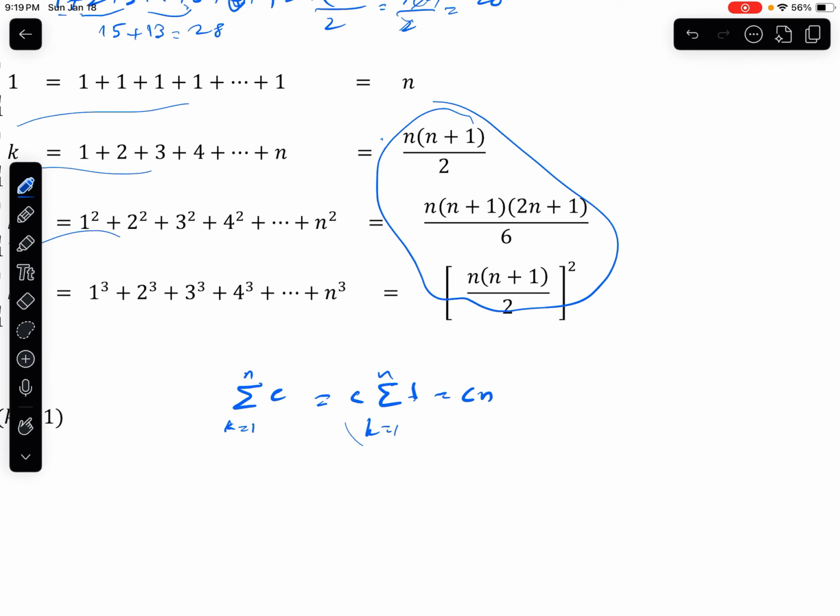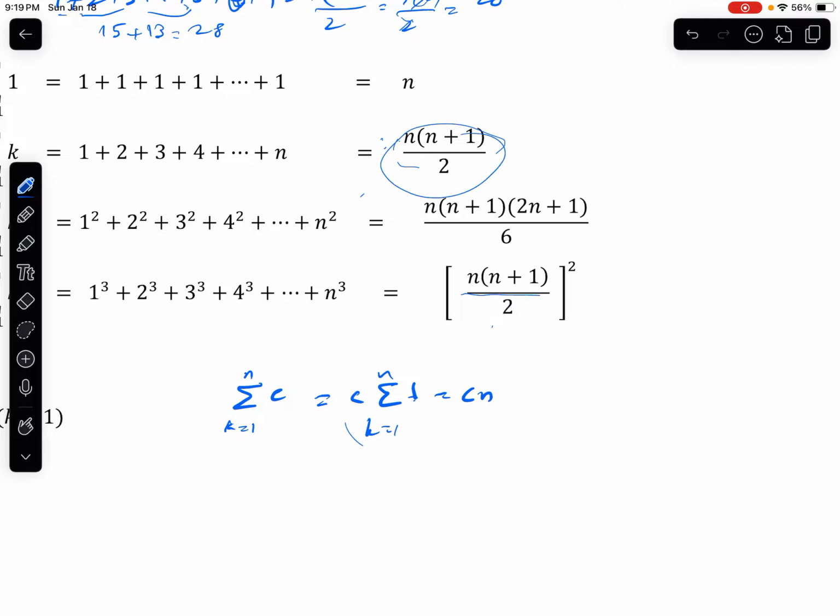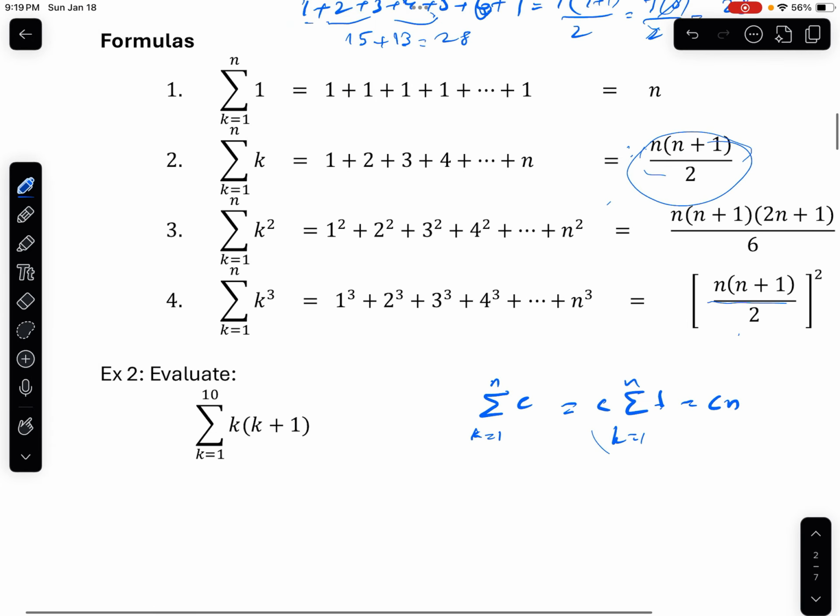So this k cubed one is actually the same as the summation of k, but we have a square on top, so it is the square of the quantity which we get when we have the summation of k. See there, n times n plus 1 over 2, which is the same as in the first formula, but here we square. Okay, so let's look at this example.